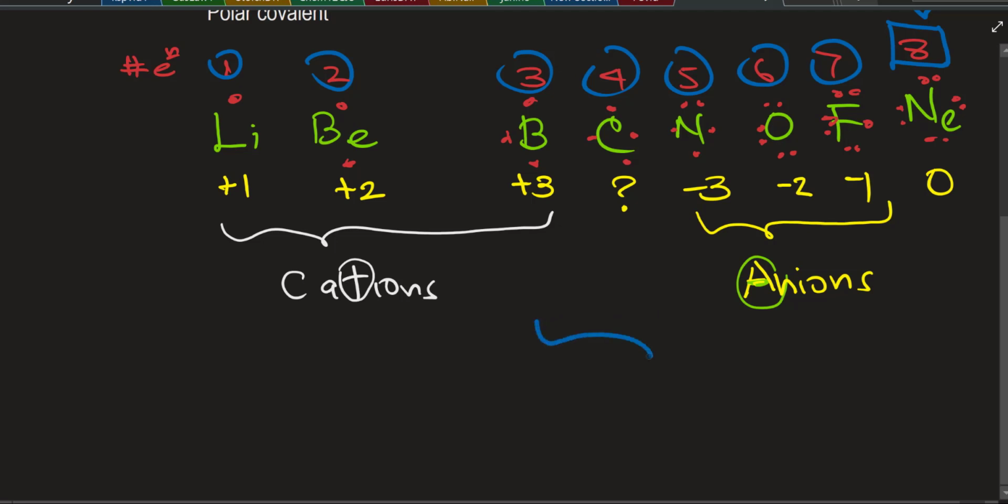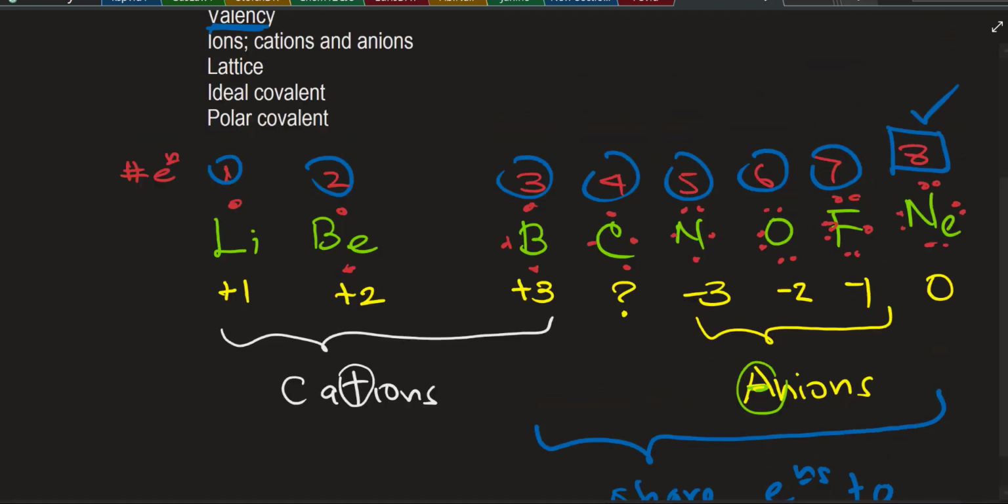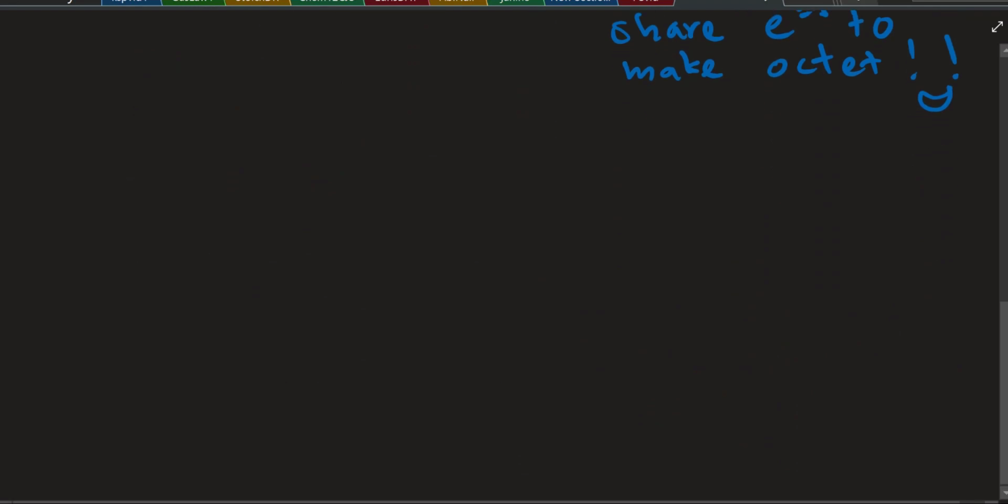It's better to know this little mnemonic, the way I put it, right? Also, from boron up to neon, they can share electrons to make the octet or make the full shell. That's the expectation. Now we're going to try to look at how it works, right? Now, the easiest one to understand, look at this one, the ionic compounds.